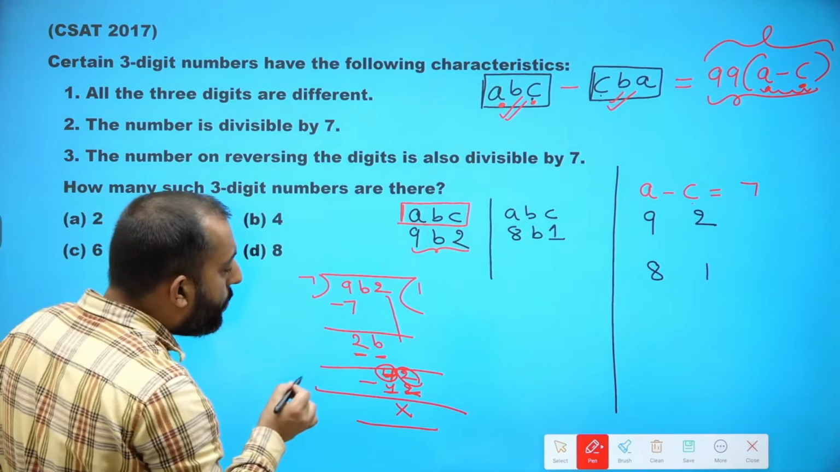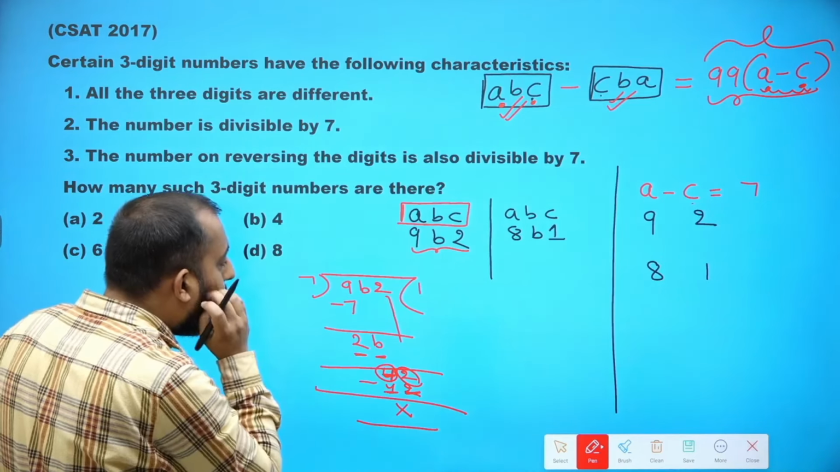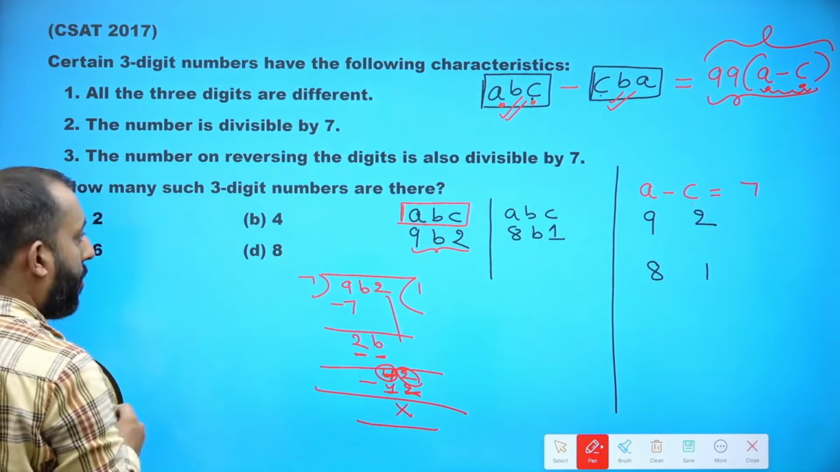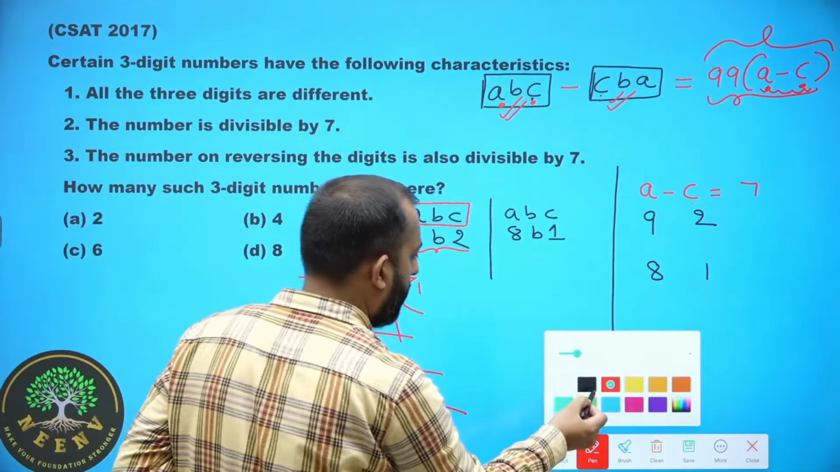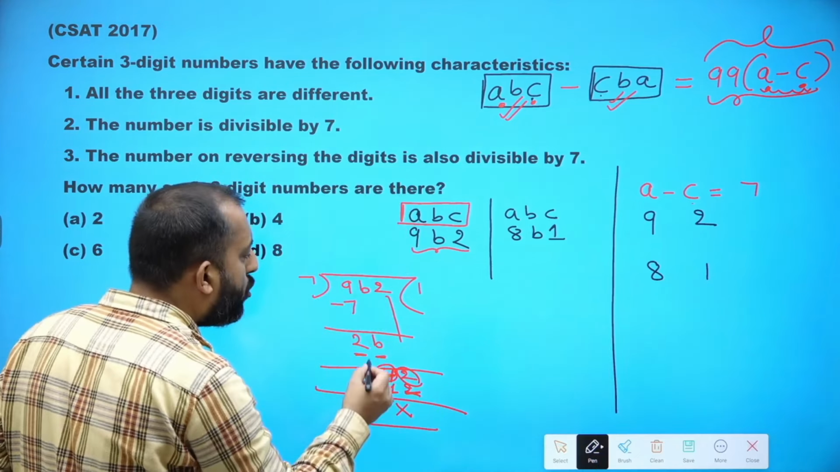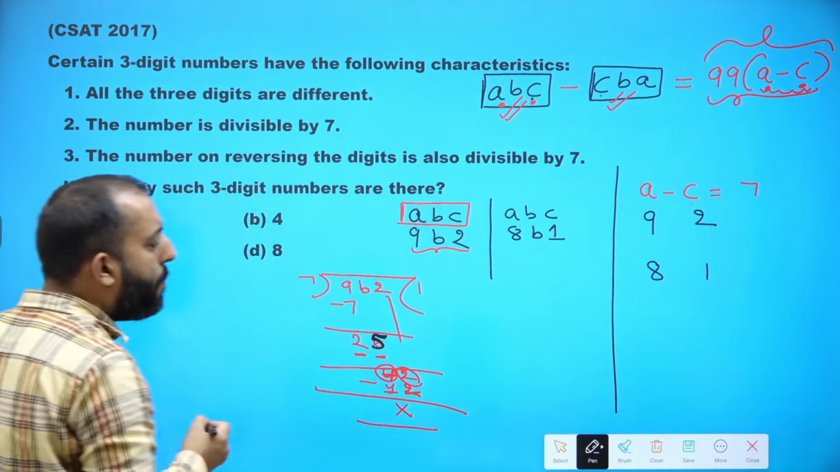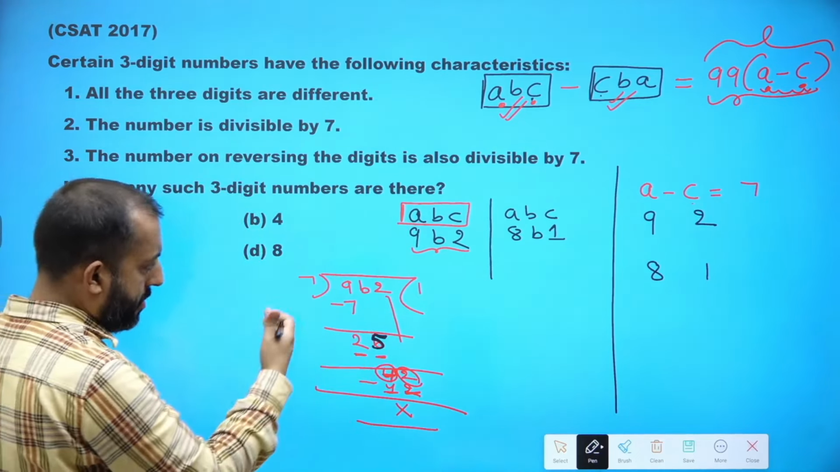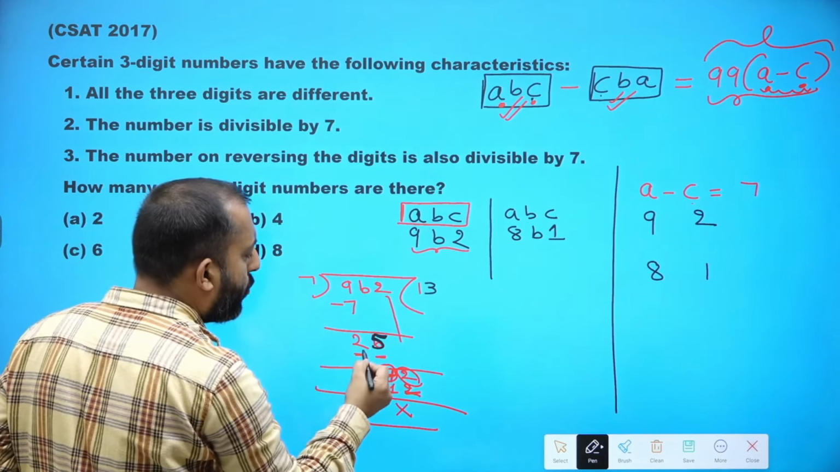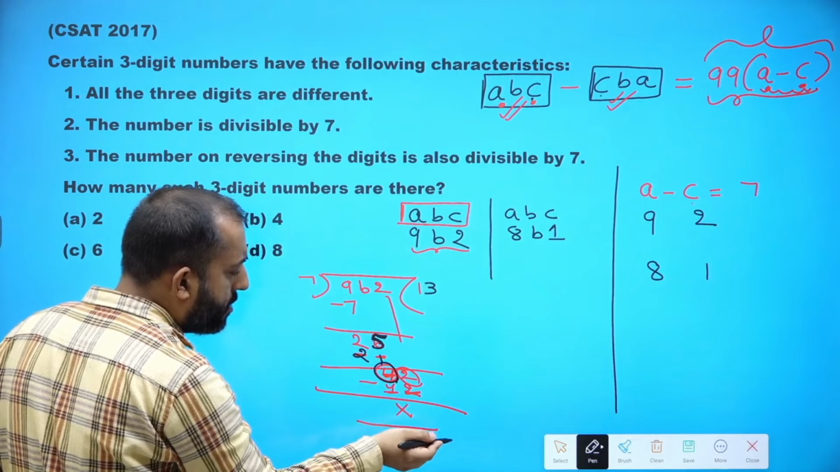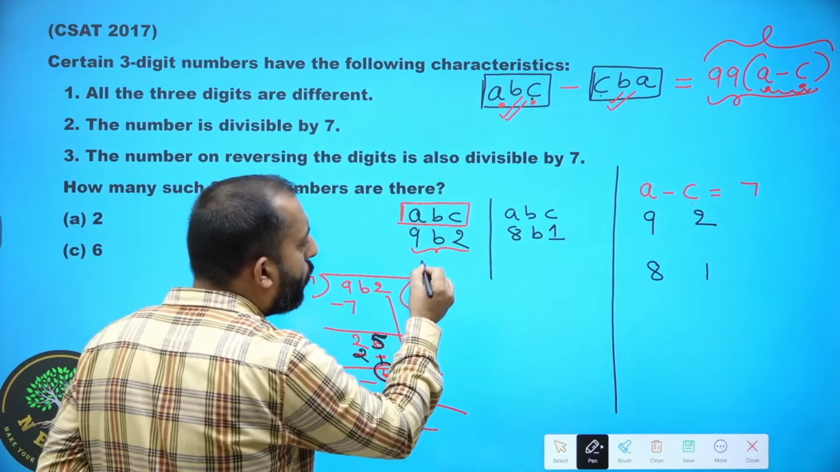So this is only possible when you make B equal to 5. If you make B equal to 5, then 7 3s are 21, 5 minus 1, 4 can be in the answer. So B can be equal to 5.